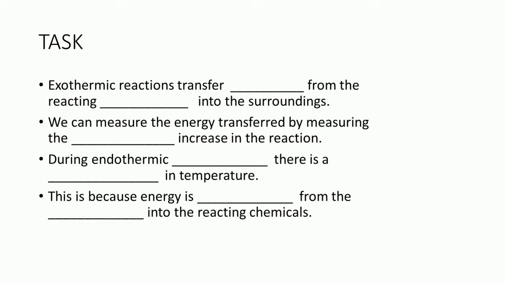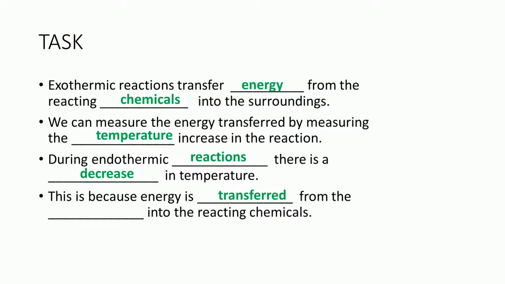Exothermic reactions transfer energy from the reacting chemicals into the surroundings. We can measure the energy transfer by measuring the temperature increase in the reaction. During endothermic reactions, there is a decrease in temperature. This is because energy is transferred from the surroundings into the reacting chemicals, and our thermometer is the surroundings. It's not the chemical reaction. So our thermometer counts as the surroundings. Energy is going out of the thermometer. That's why the temperature decreases.